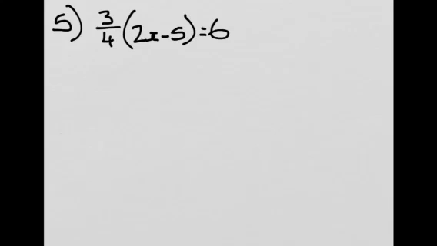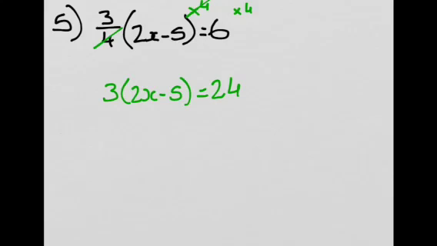In question 5 you've got 3/4 bracket 2x minus 5 is equal to 6. Again, before you multiply out the brackets it's much easier to eliminate the fraction, so I can times both sides by 4, which means the 4 on the denominator will cancel, and I'll be left with 3 bracket 2x minus 5 is equal to 24. You can then multiply out the brackets and solve for x.